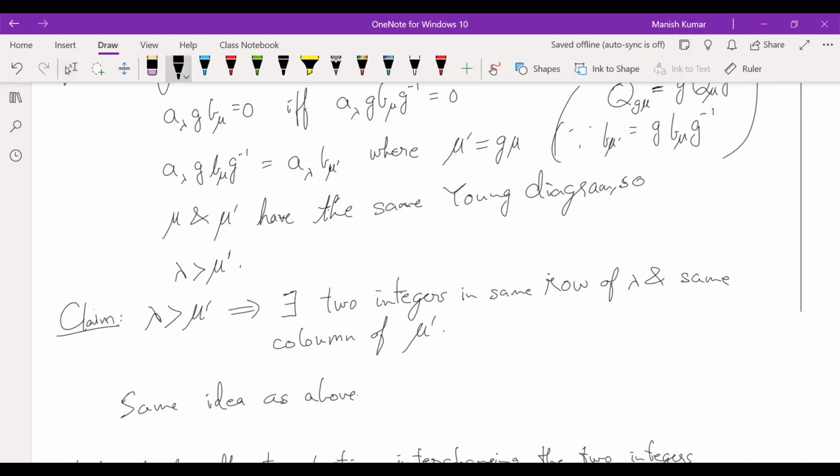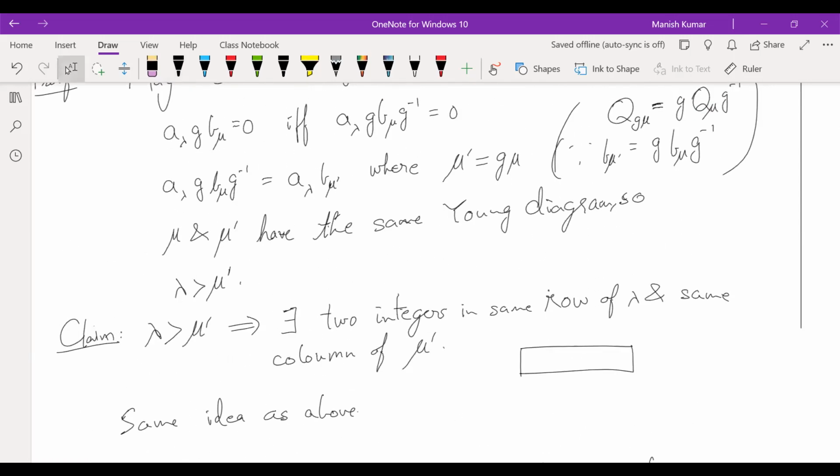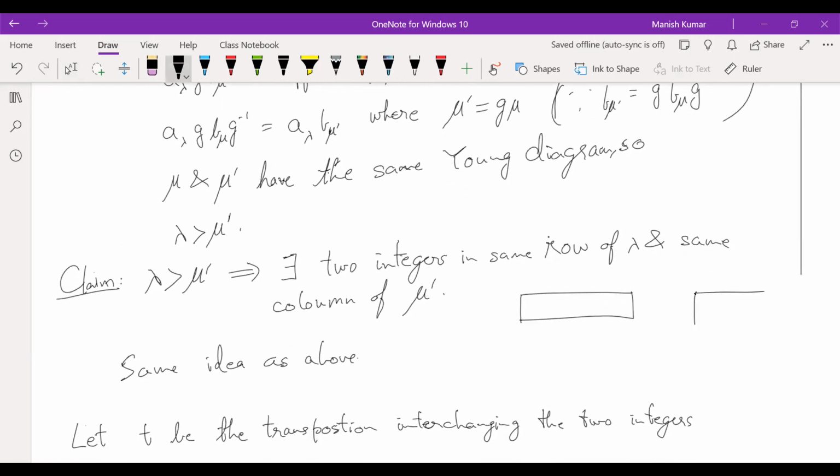Suppose this doesn't happen. So there are no two integers in the same row of lambda and the same column of mu prime. The idea is again the same. Since I was going to present it last time, I didn't write the argument, but I'll just tell you what the idea is.